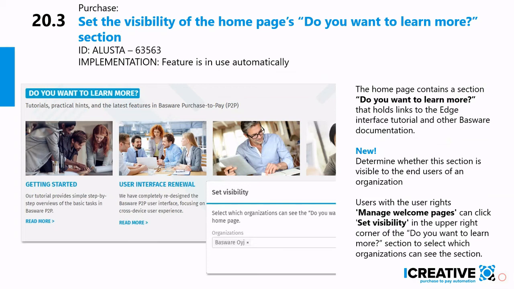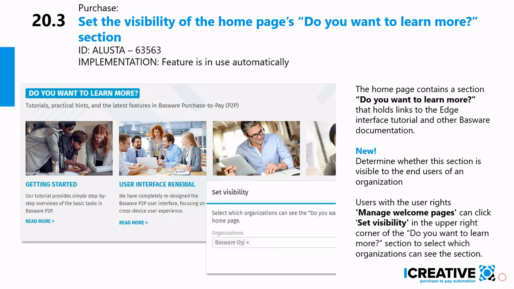In this case, the next one says it's about purchase, but to be honest, it's more about the platform. Set the visibility of the homepage. Do you want to learn more section? Every user that is using the personal client knows this section. Normally, it was on everybody's screen. There was no option to rule it out or set visibility, and they have changed it now.